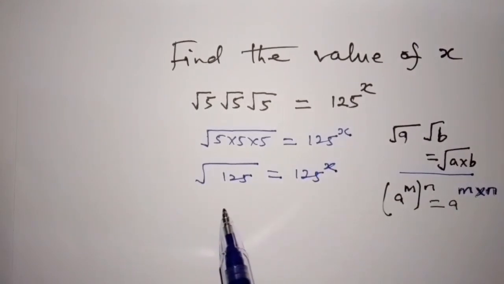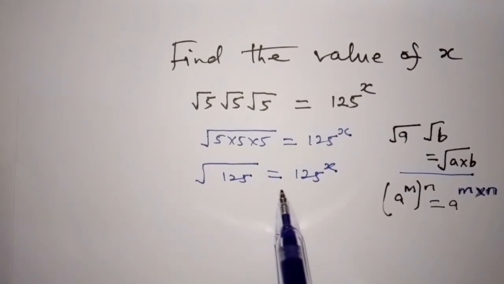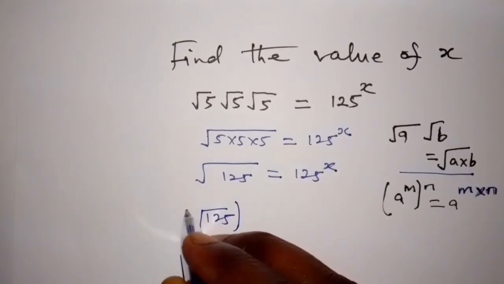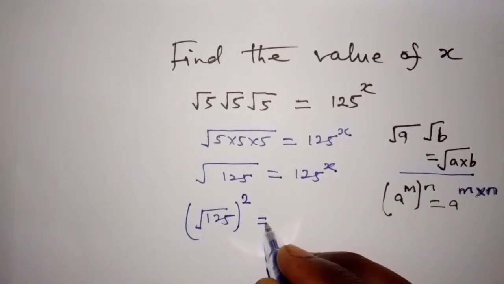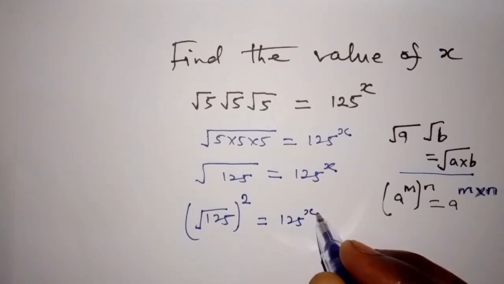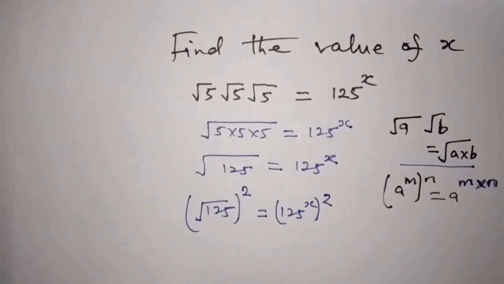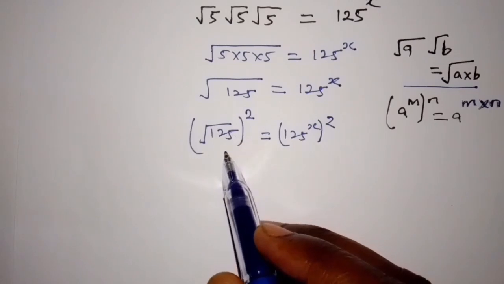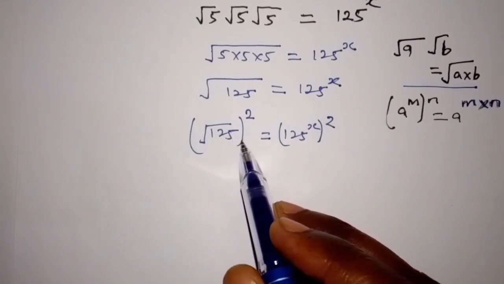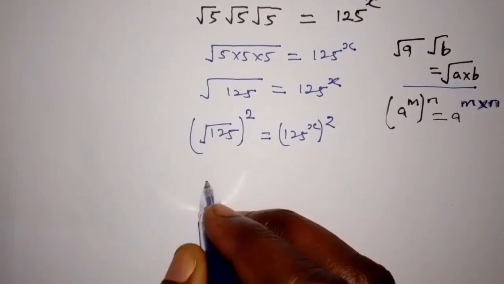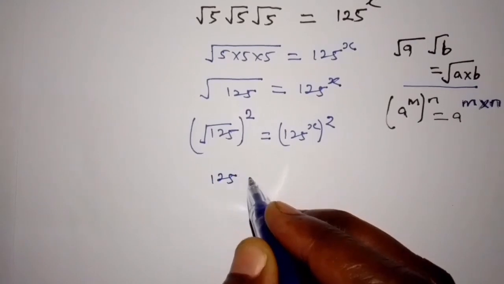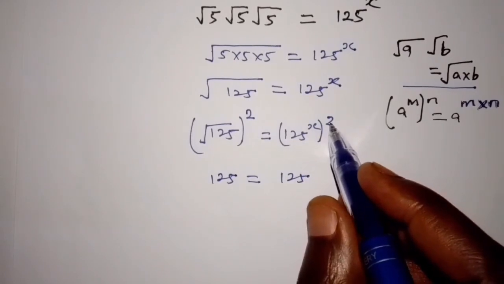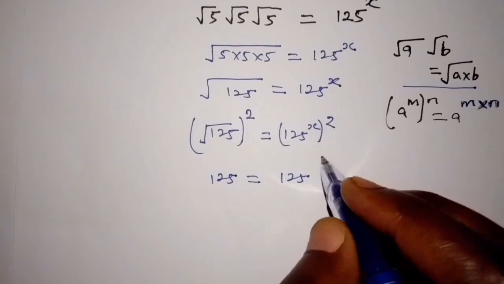Now we can take the square of both sides. So we can say square root of 125 squared is equal to 125 power x squared. Square root of 125 squared is, it is 1, square root of 125 times square root of 125, that is giving us 125 is equal to 125 power x times 2, using this rule here, is 2x.